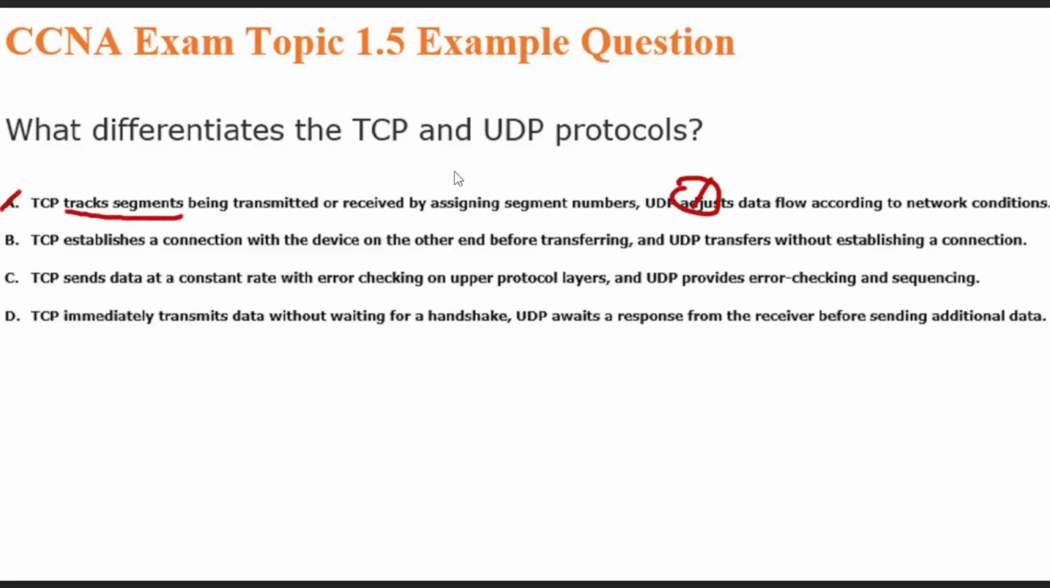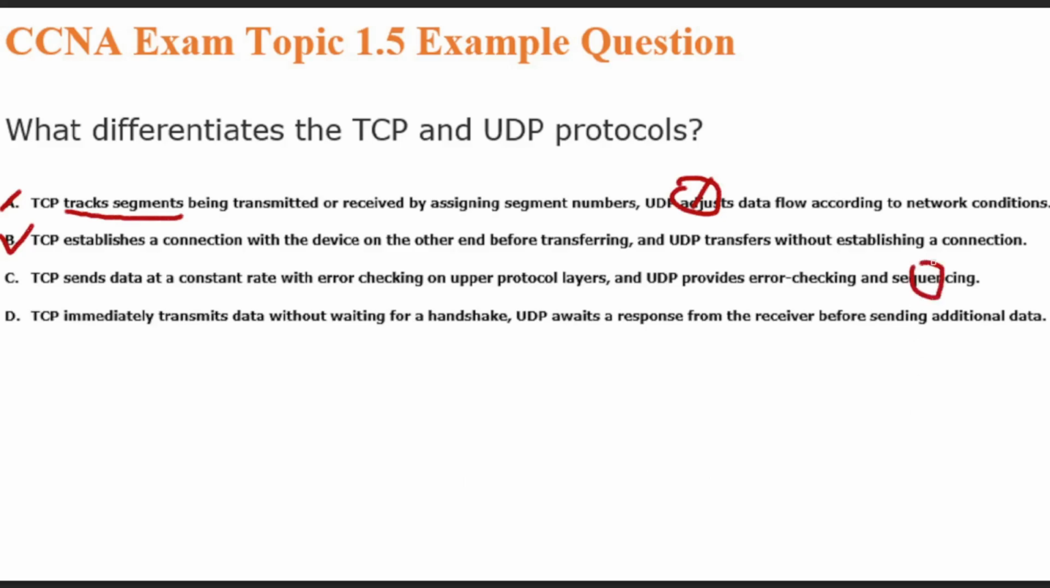Option B, TCP establishes a connection with the device on the other end before transferring, and UDP transfers without establishing a connection. This matches the definition perfectly. TCP is connection-oriented with a three-way handshake, while UDP just sends datagrams without setting up a session. This looks correct.